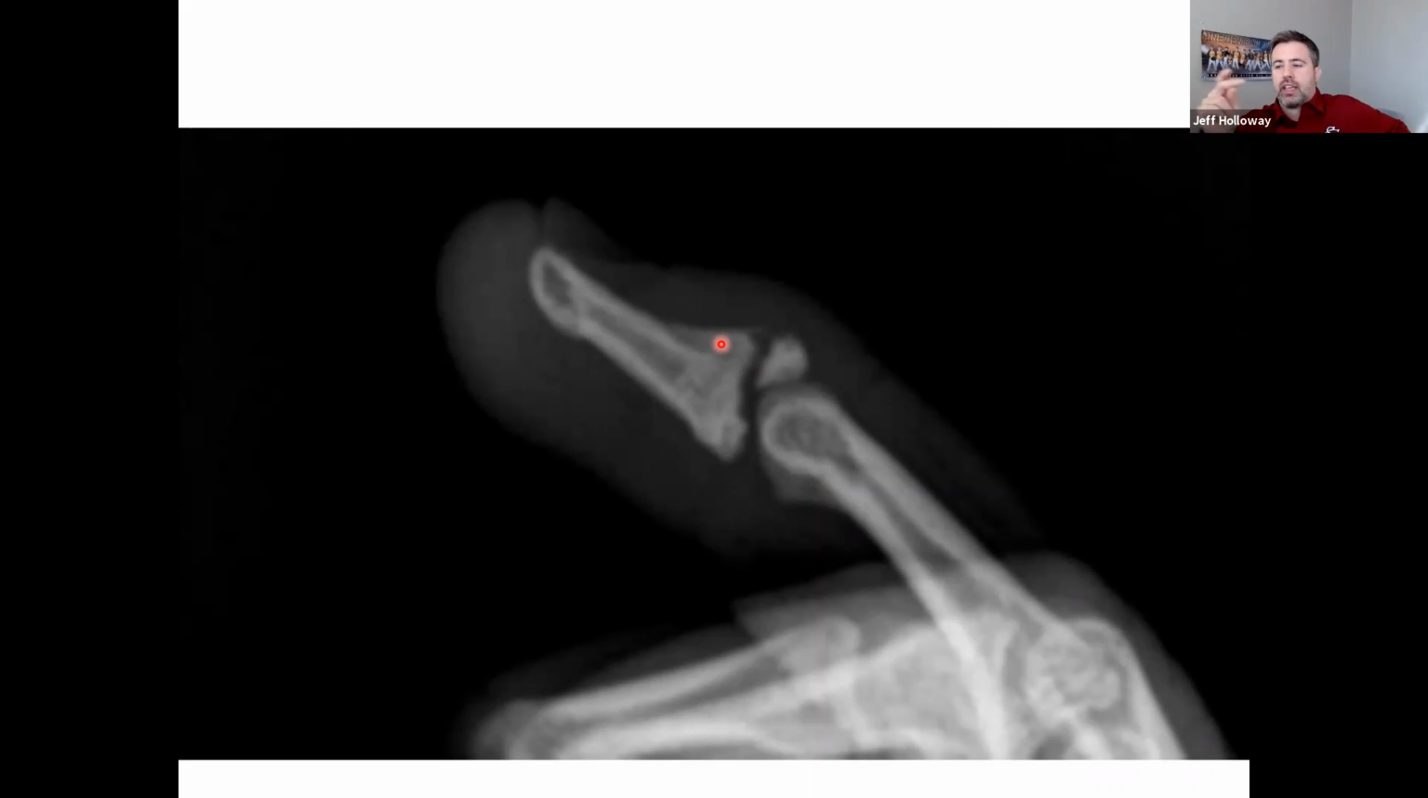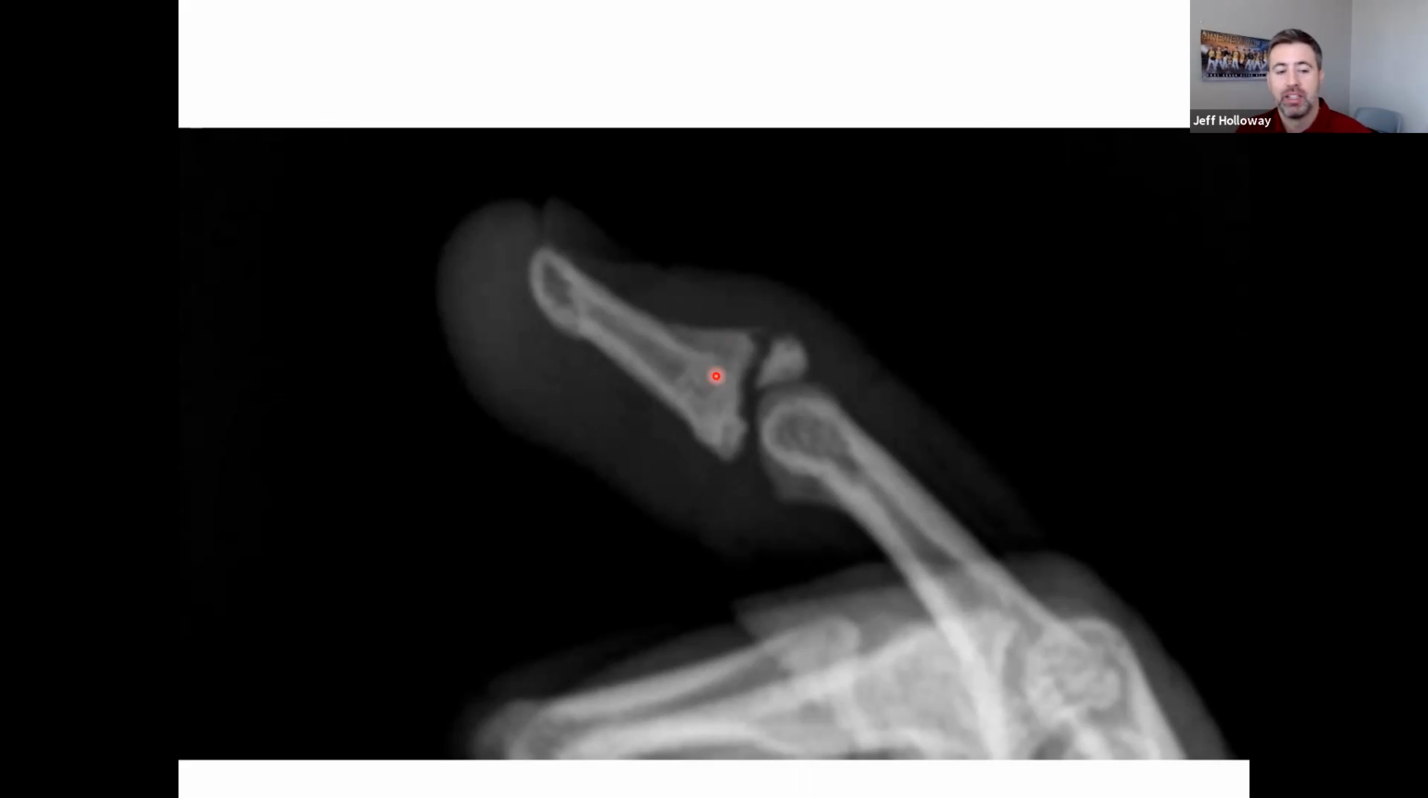Is it if they can't straighten their finger all the way? So they come in and they can't straighten it. Like the hammer toe, but the finger version, kind of. Nope, never mind. So this is called a mallet finger.